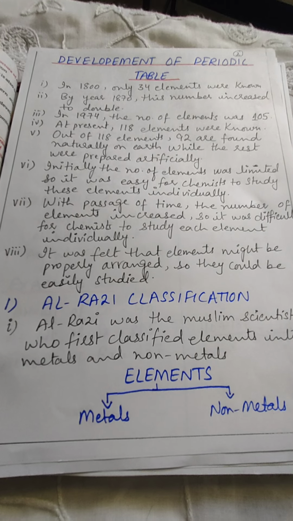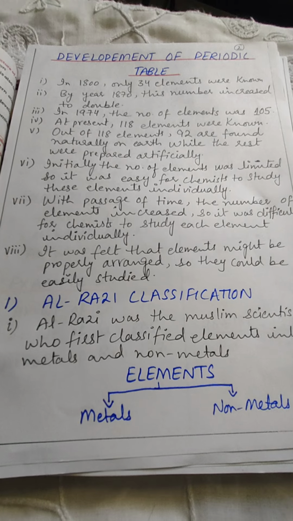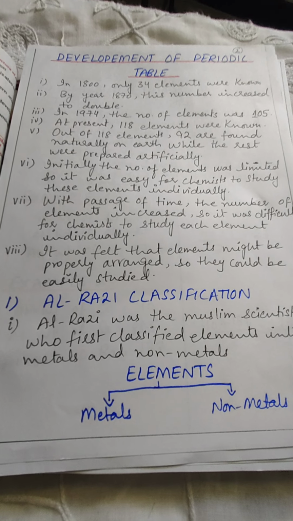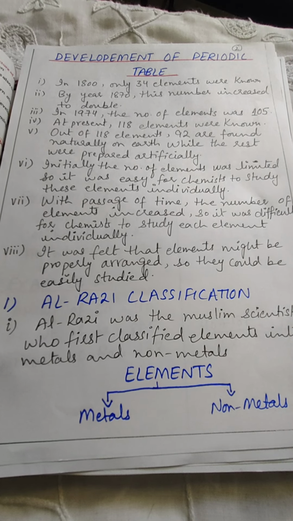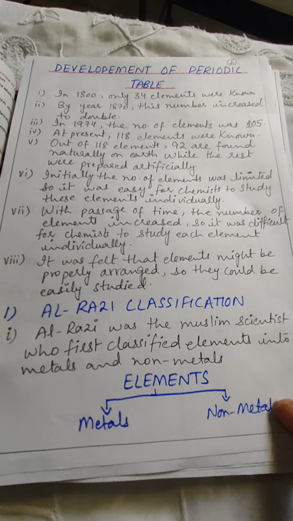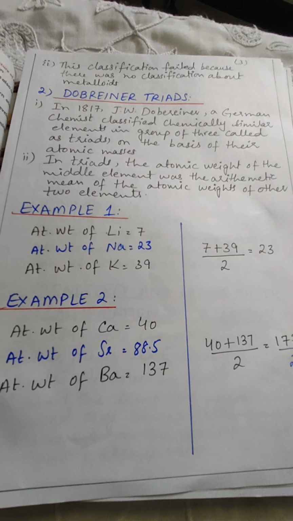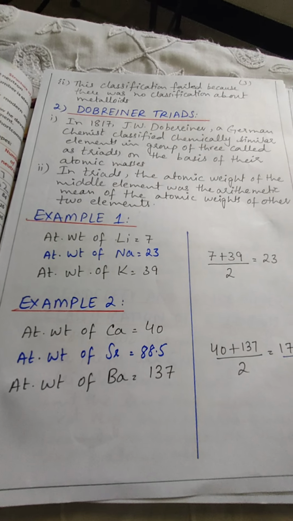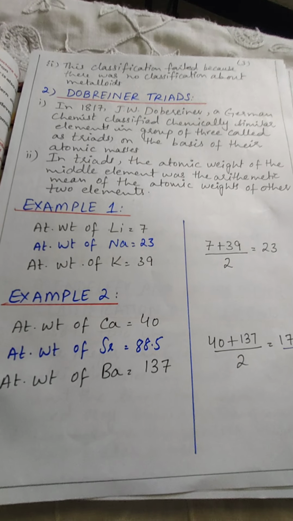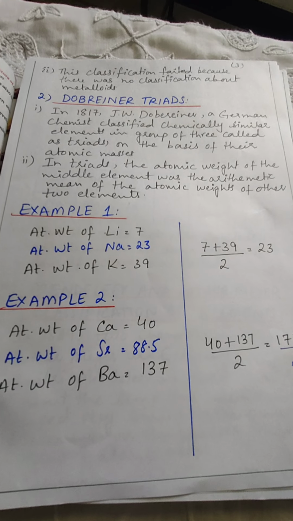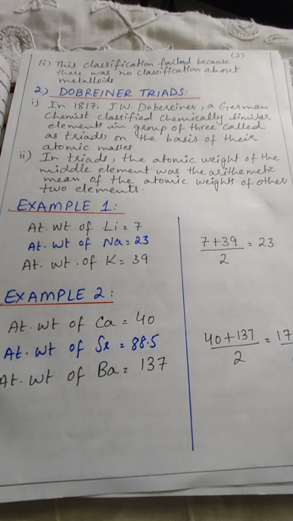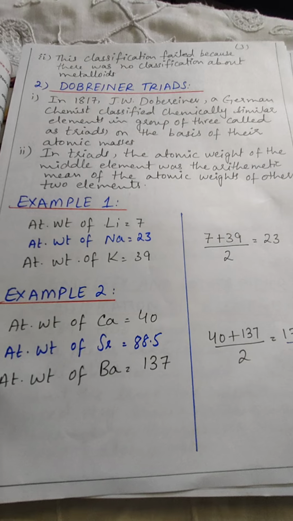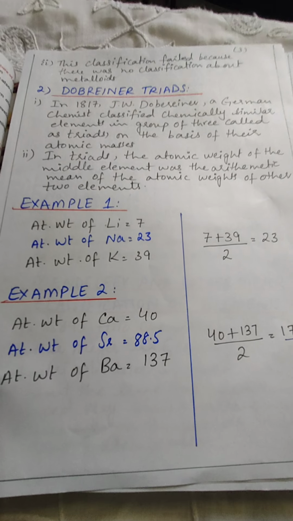You studied metals and non-metals in your chapter number 1. As you know, both types of elements are entirely different from each other. This classification failed because there were some elements which possess the characteristics of metals as well as non-metals and were called metalloids. So this classification didn't explain the nature of metalloids.